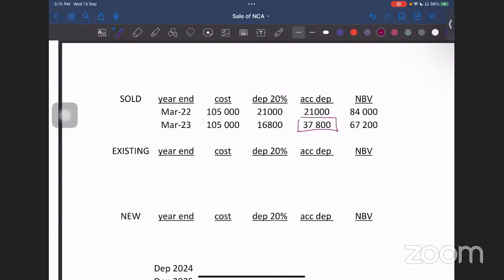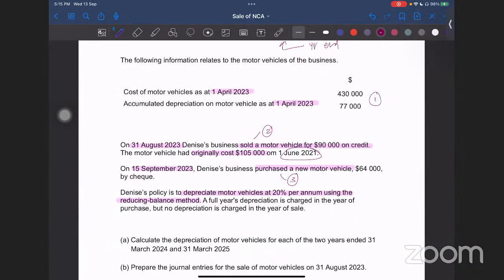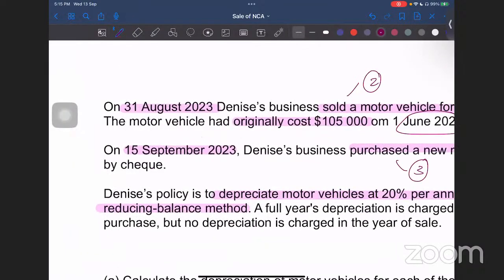Okay, then let's do the new one. The new one is also straightforward, right? Because it's just new equipment and then you just depreciate it as a usual question. So the one that we bought new, 64,000. I bought it in September 2023.